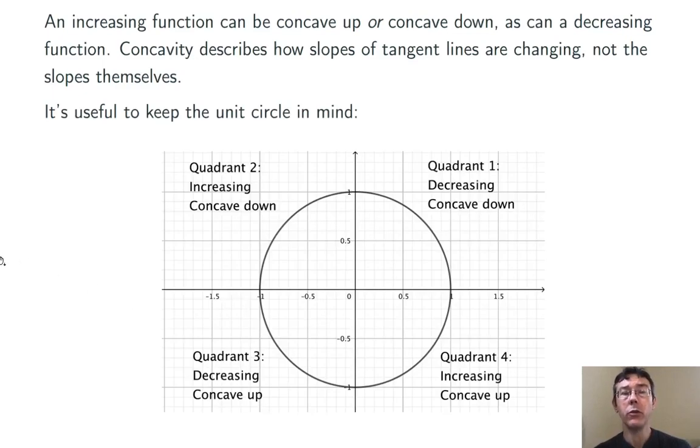I think it's useful to keep the unit circle in mind. Each of the 4 quadrants shows you the behavior of a function that has a different concavity or a different increasing and decreasing characteristic. In quadrant 1, we have a graph that is decreasing and concave down, as you read from left to right. In quadrant 2, increasing and concave down. In quadrant 3, decreasing and concave up. And in quadrant 4, increasing and concave up. I think this is a very useful tool to bear in mind when we start curve sketching in particular.